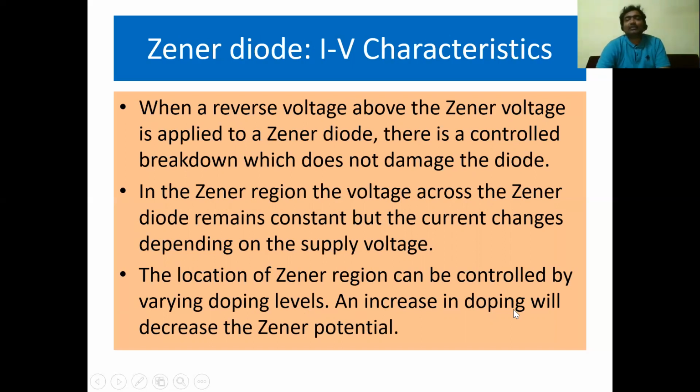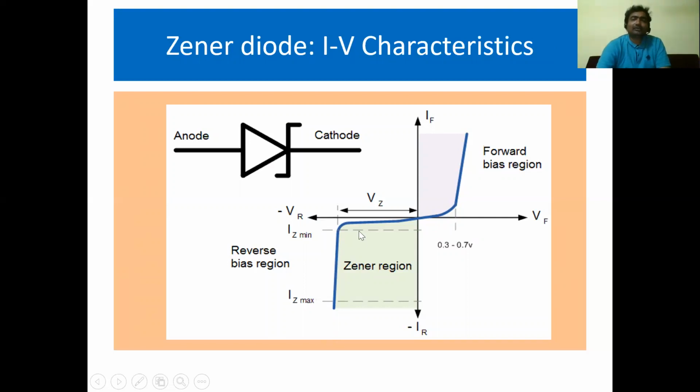An increase in doping will decrease the Zener potential. Suppose we want to decrease the Zener voltage from this particular voltage, for example, minus 3 volts to minus 2 volts, what we have to do is dope excessively. That means doping concentration should increase. It will decrease the Zener breakdown voltage.